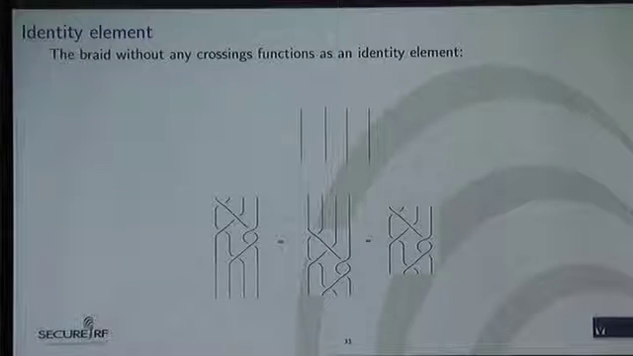Like other math constructs, there's the identity element. If you take a braid and multiply it by the identity element, you get that same braid. Not surprisingly, the identity element of a braid is a braid that has no crossings at all. And when you take any braid and multiply it by the identity, either in front or the back, you get the same braid out.